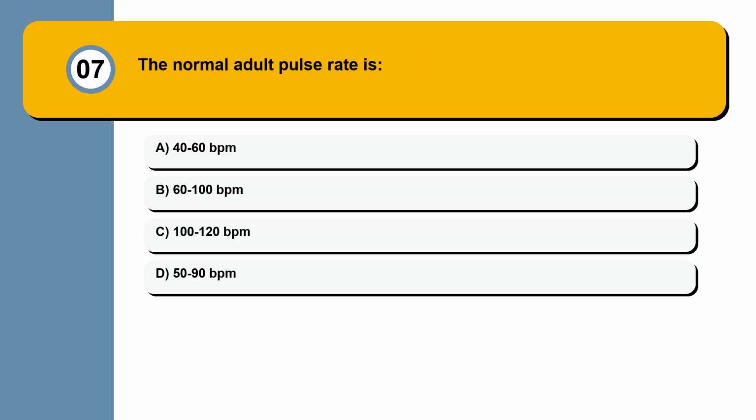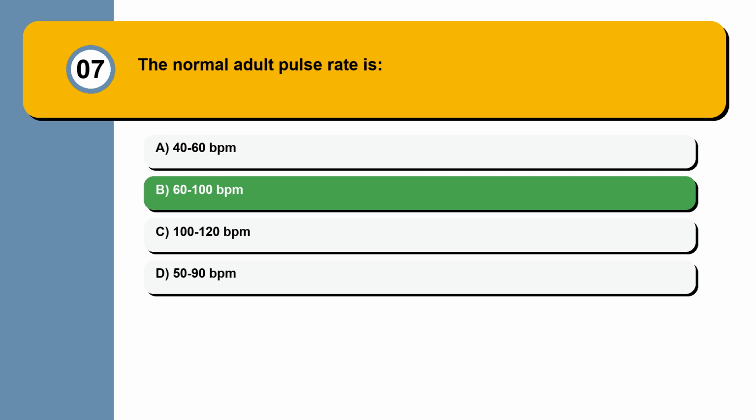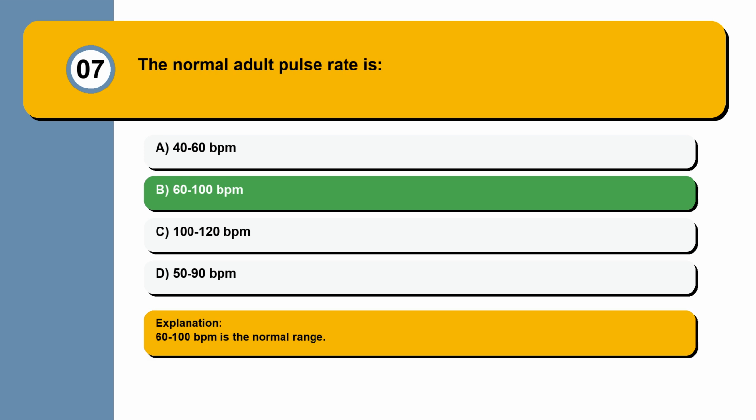Question 7. The normal adult pulse rate is 40 to 60 bpm, 60 to 100 bpm, 100 to 120 bpm, 50 to 90 bpm? 60 to 100 bpm is the normal range.